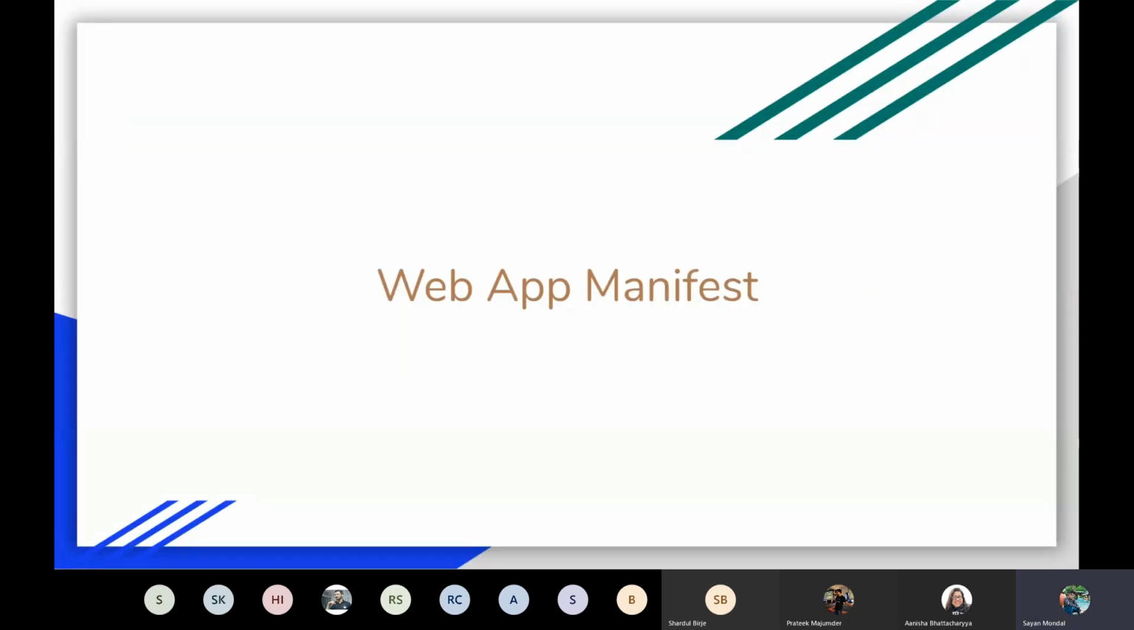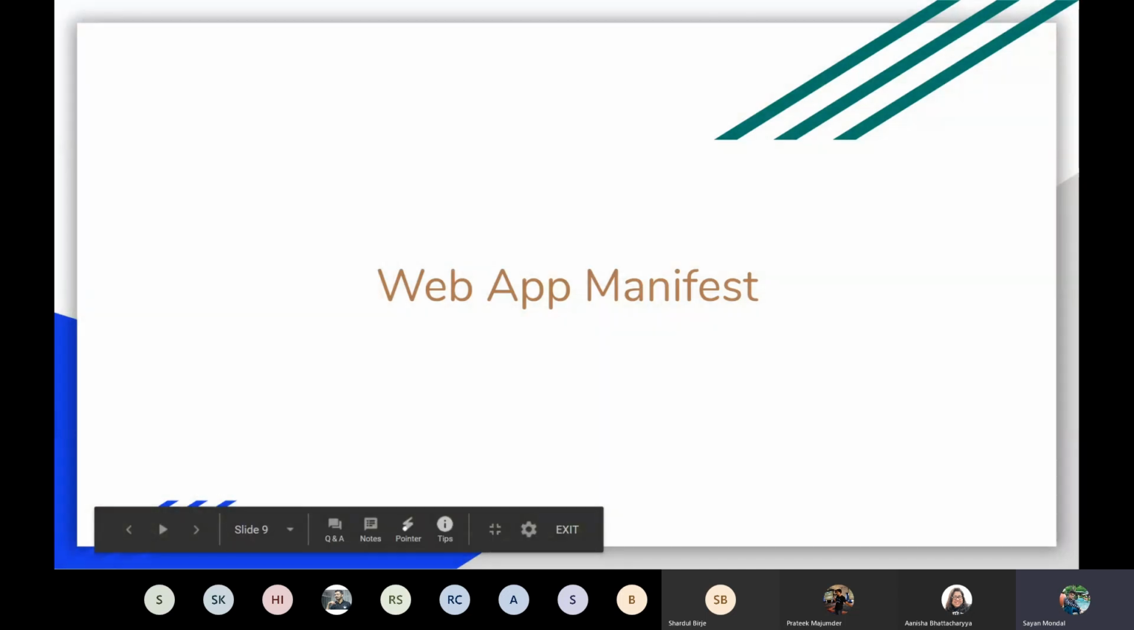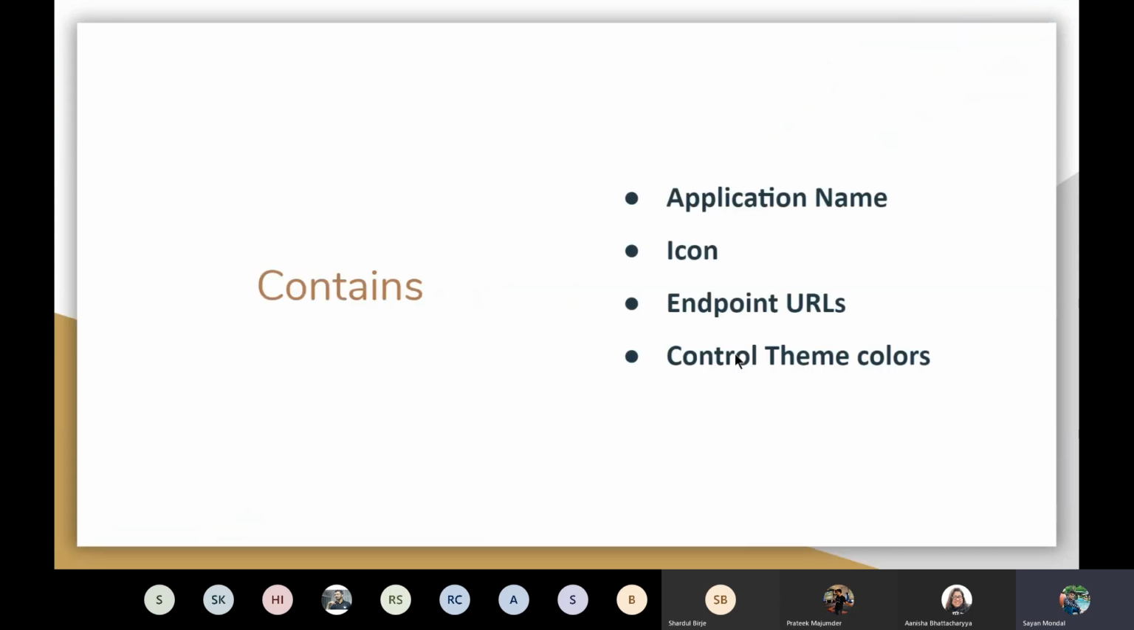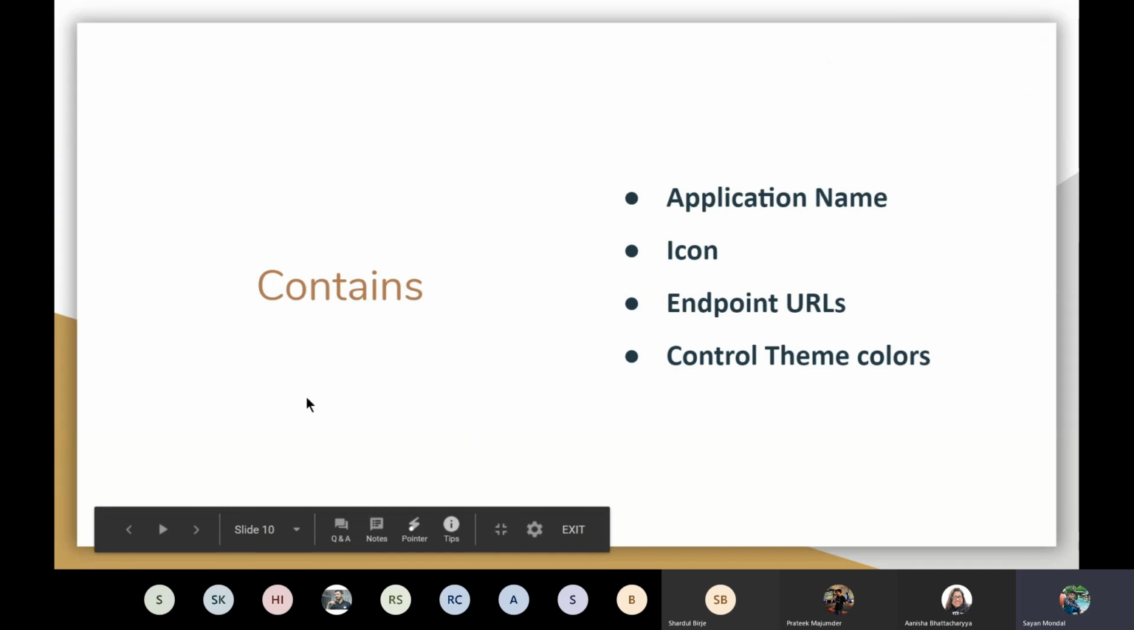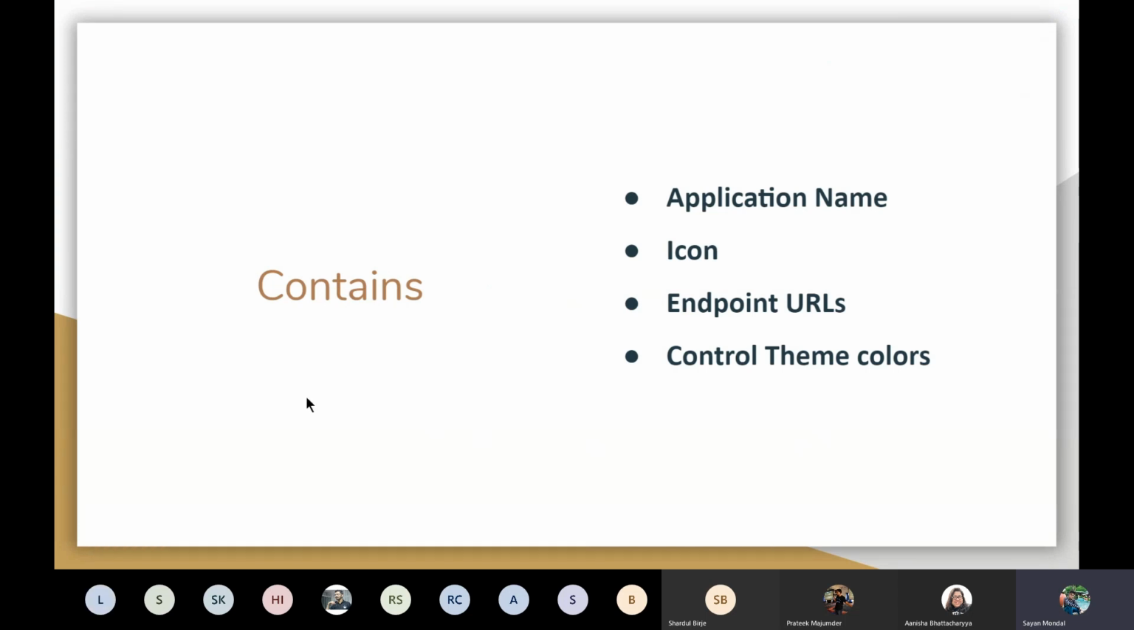What's the first thing, which is very, very important, is your manifest file. Now, why is the manifest file required? A manifest file contains your application name, your icon, and the endpoint URLs like the start URL, the end URL, and all that.